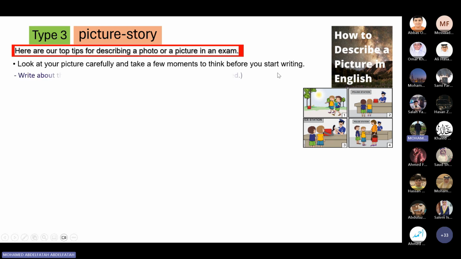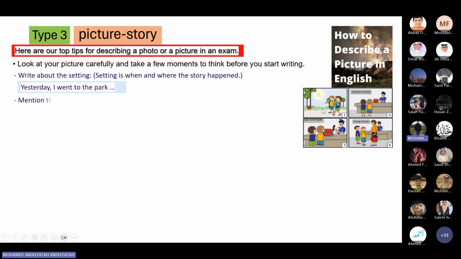So this is what I mean with look at your picture carefully and take a few moments to think before you start writing. Number 2, write about the setting. What is the setting? Setting is when and where the story happened. You have to write about the time and the place of the story. Okay, here, for example, these boys are in the park, and then they went to the police station. Okay, this is called the setting. After that, for example, yesterday, this is about when. I went to the park, this is where. Okay, yesterday I went to the park.